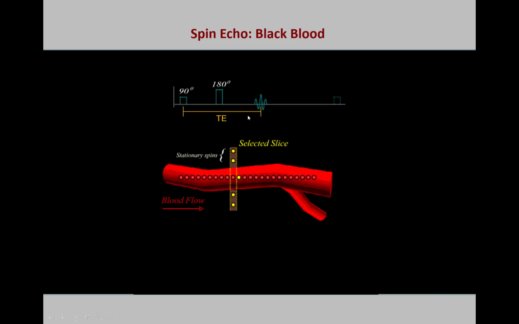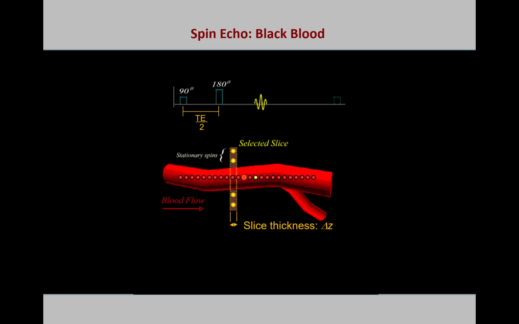Obviously the time between the 90-degree pulse and the echo is TE, and the time between the 90-degree pulse and the 180-degree pulse is TE over 2. So effectively, blood entering the slice has a time TE over 2 to get through the slice in order for the black blood technique to be effective.